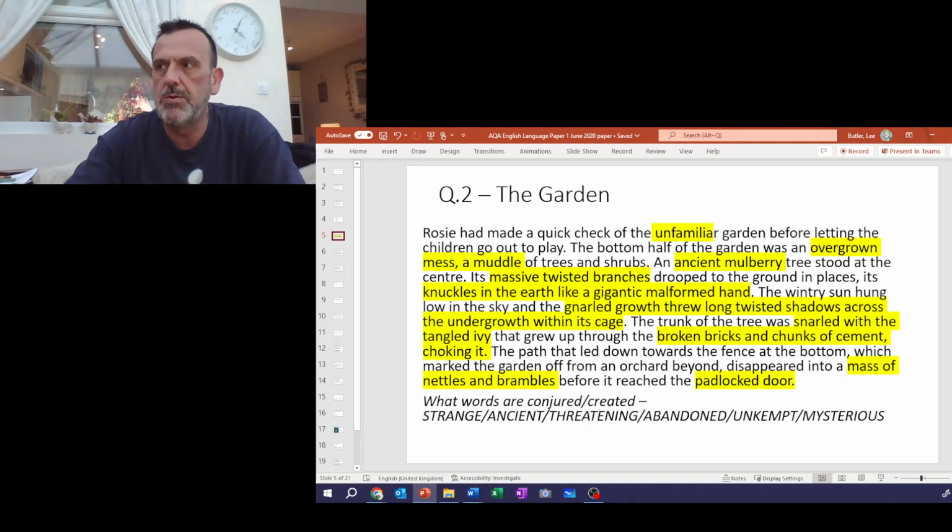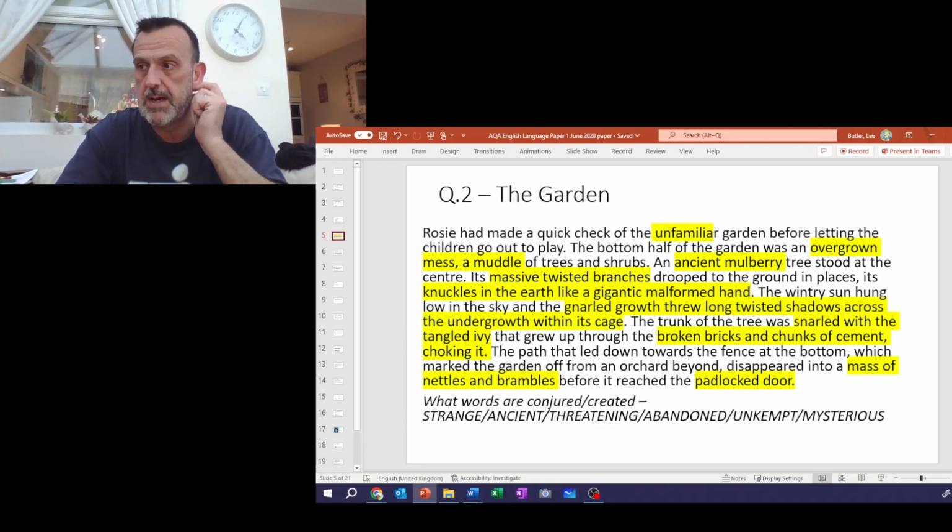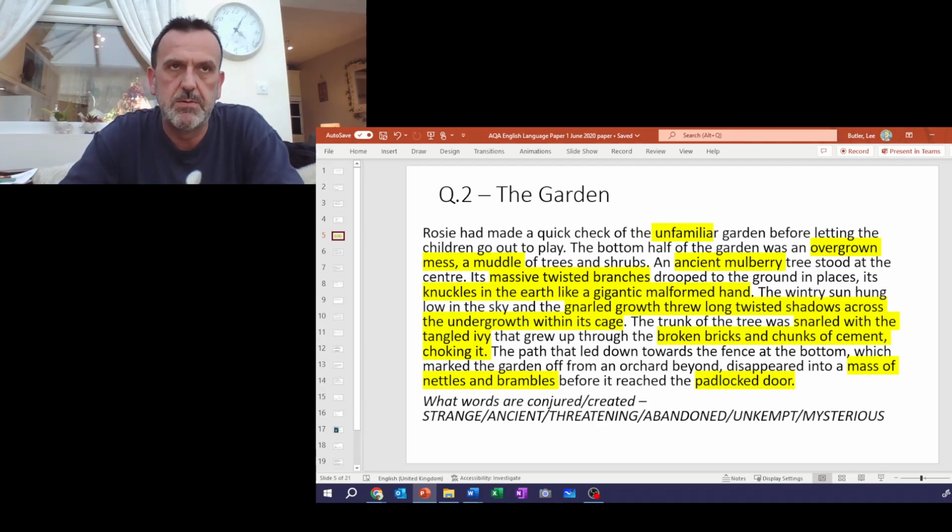But something I would do as a plan, as a minimum, is the words at the bottom I've put in capitals. As you're reading it, it says how is language used to describe the garden. Well, in order to make sure you explain it, you need to think about the sort of words that description either conjures up or creates. So strange, ancient, threatening, abandoned, unkempt, mysterious. Those are the words that you're going to be using in your explanations. Because if you don't, you're not explaining the effects of language, you're not achieving the higher bands in the mark scheme.